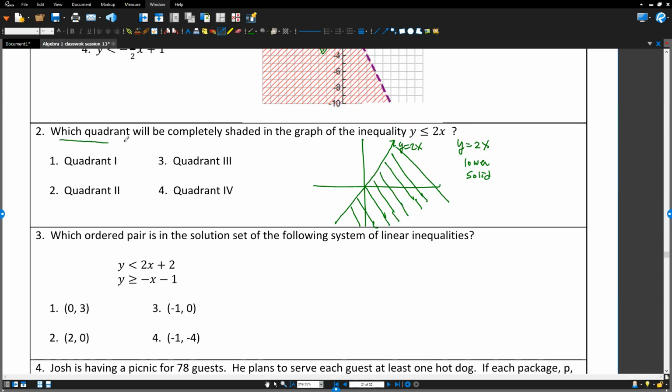So here, which quadrant? This is quadrant 1. This is quadrant 2. This is quadrant 3. This side is quadrant 4. Completely shaded. Quadrant 4 is not completely half. This also was not. This is completely shaded. Quadrant 4 is the answer.